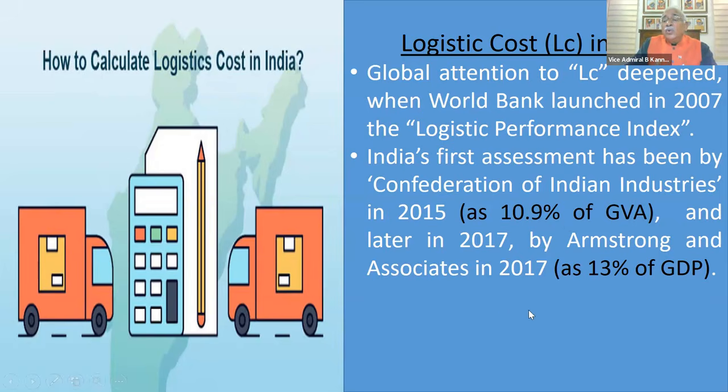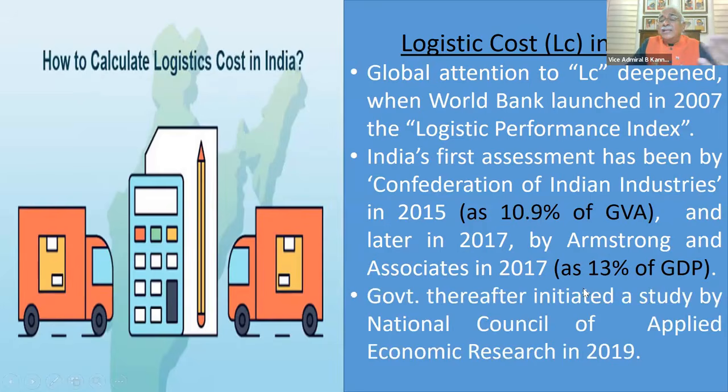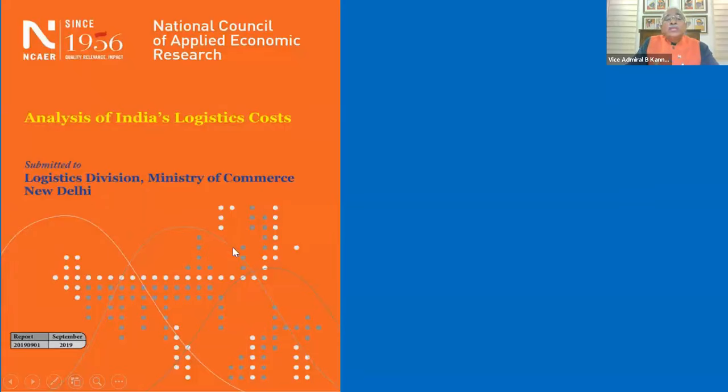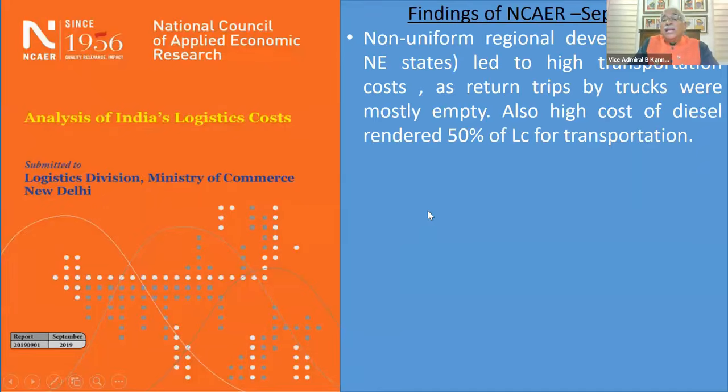Then later, it was given to a private company who analyzed it, and they said it is even higher, 13%. So the government decided to task the National Council of Applied Economic Research to study the logistic cost of India. When they came out with this report in 2019, they said there are many reasons why our logistic cost is high. And one of the reasons they gave is road transport. There are many places where trucks don't go fully loaded. They are only half loaded, and therefore the expenditure is high for a smaller number of items.